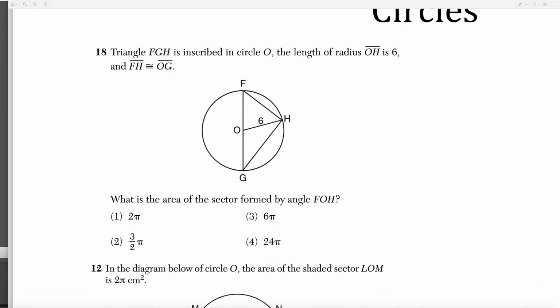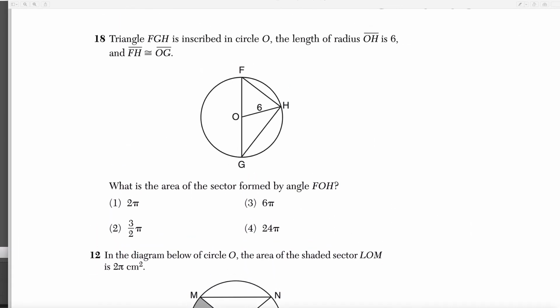Almost done with circles, almost. A couple of challenging questions here at the end. This one's tricky. They tell you that OH is 6 and that FH equals OG, and OG is also 6 because it's a radius. So this guy's 6 also, and this guy's 6 also. This is now an equilateral triangle. Every angle is 60 degrees. So it's 60 over 360 equals x over 36 pi.